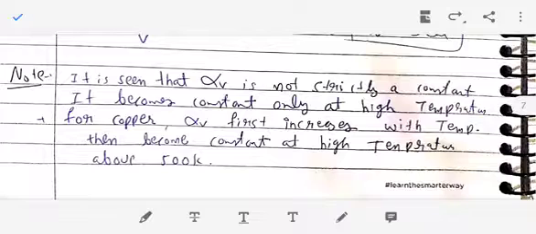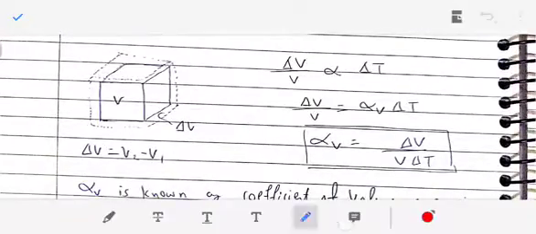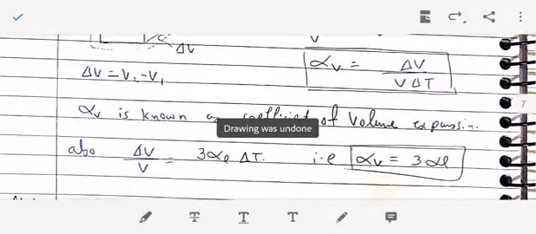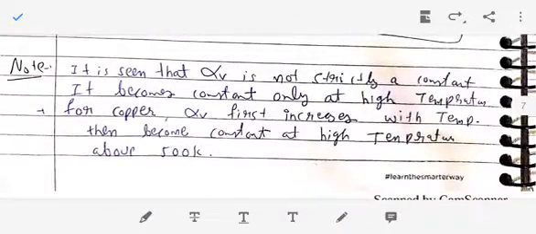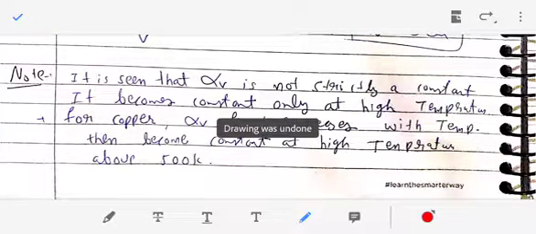It is seen that the coefficient of volume expansion is not strictly a constant. Here we have taken all these coefficients as constants, because there was a proportionality, and when we remove the proportionality sign, equals to will come and there will be a constant. That means alpha V should be the constant. But it is seen that alpha V is not strictly a constant. It becomes constant only at high temperatures.